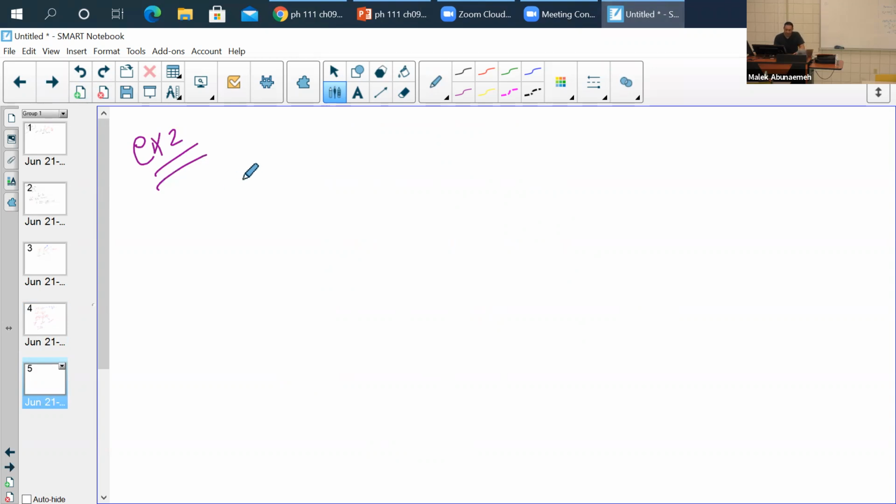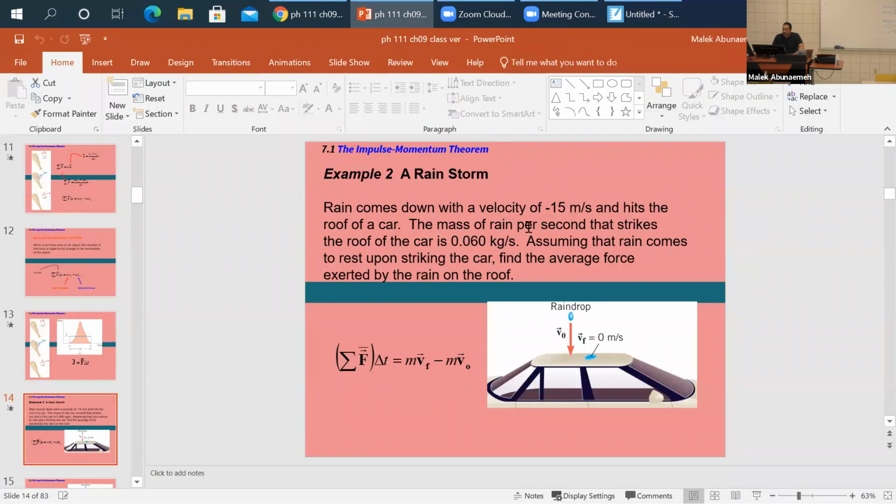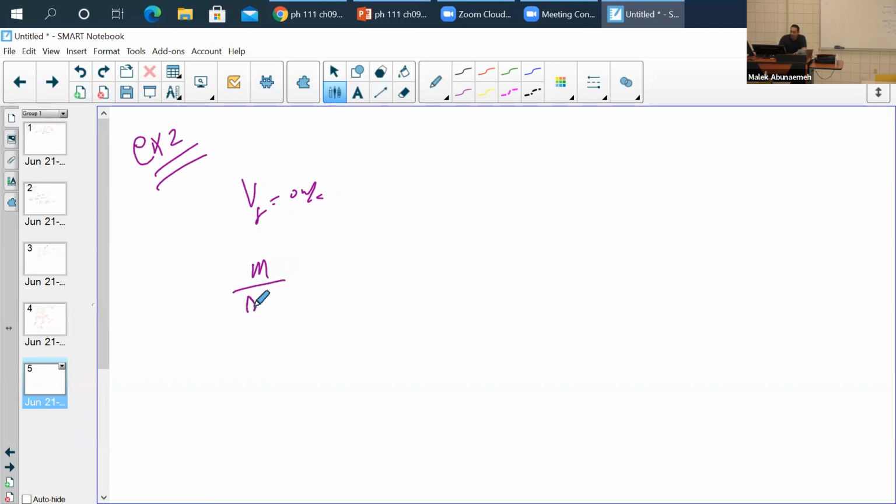Now we have your final velocity. We said it's going to be 0 meters per second. Now let me just look at the question. The mass of the rain per second that strikes the roof is 0.06 kilograms. So the mass per time is 0.06 kilograms per 1 second. And you want to find the force.